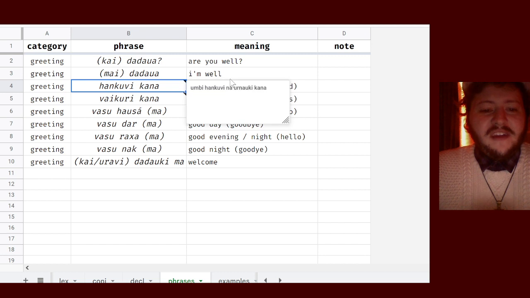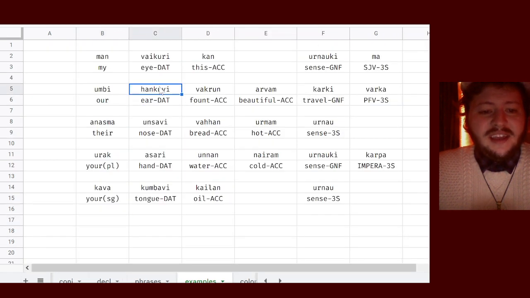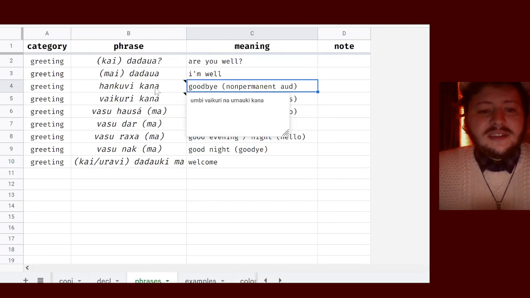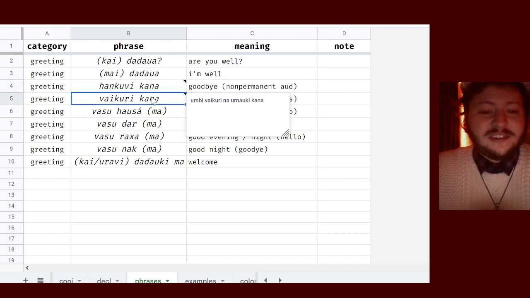These ones are some of my favorite because they're shortenings of very long sentences with the sensory terms. If we go back to examples, hankubi was in the ear and vaikuri was in the eye. And then we have the auxiliary for the future here, kana, conjugated. This one's short for umbi hankubi na urnaoki kana. This is all understood, is the thing. It's like we will see, or we will hear each other again. We will be in each other's ears again. And it says we will be in each other's eyes again.